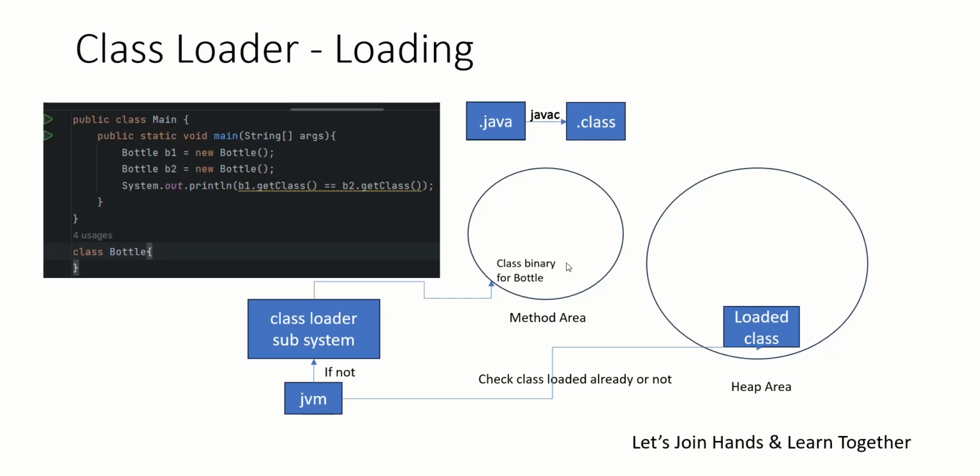Immediately after creating a class binary in a method area, it will create a class object to represent the bottle class in a heap area. As I already explained, what is a class object, and what is an instance or an object? This is what I explained with similar houses constructed by a civil engineer. They will first create a plan, that's called a class. That's a blueprint, or class.